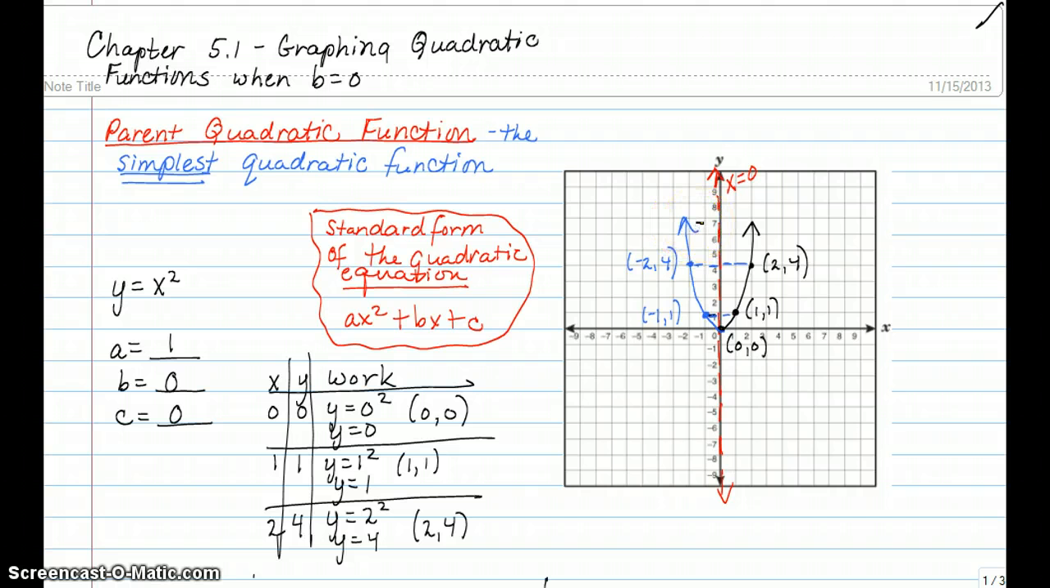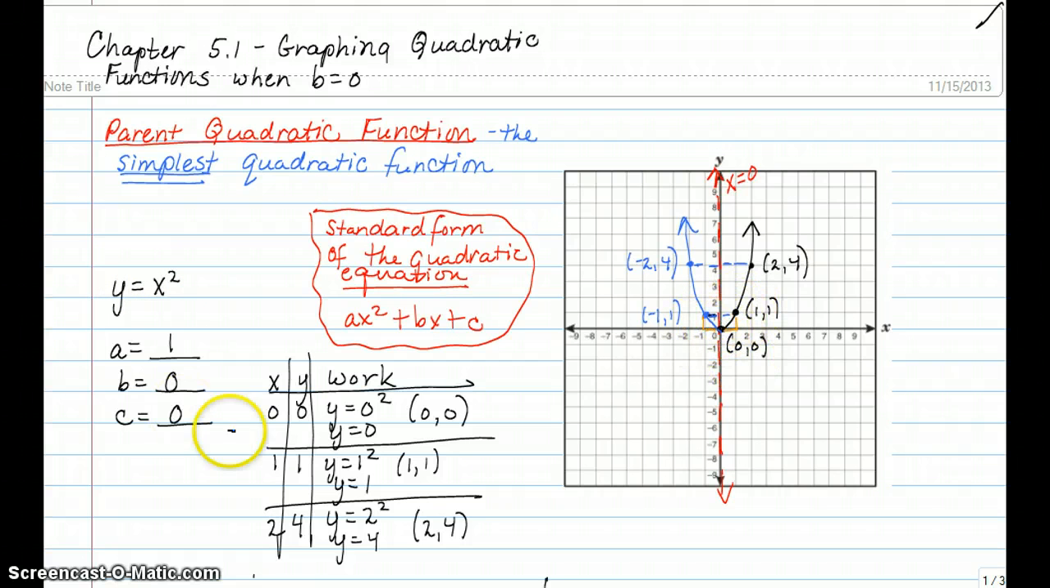The pattern here is that we go back to the vertex. So when you have an A that's 1, the pattern will always follow this, 1 or negative 1. The pattern will be that you go 1 to the right from the vertex and 1 up and plot a point. You go 1 back to the left from the vertex and go 1 up and plot a point. Now if it were a negative x squared, you just go down instead of going up.